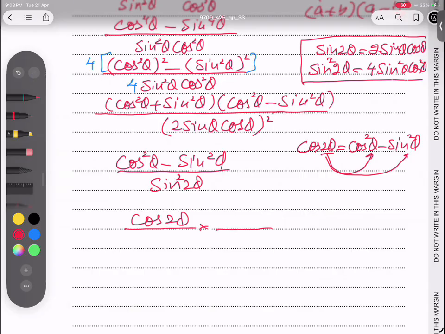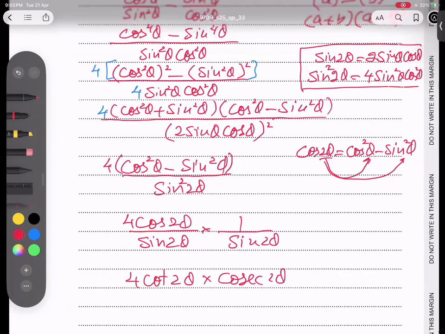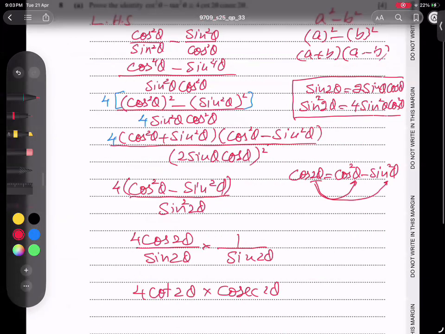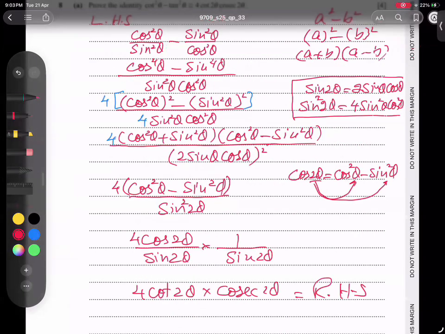And sorry, I missed 4. I missed this upper 4. I must have it here. So this 4 we have already. And this sine square we break in two parts, sine double theta and sine double theta. And 1 we have. And this becomes cot double theta. And here I got a cosecant double theta. And that is the same target. And Alhamdulillah Rabbil Alameen, the target is achieved.